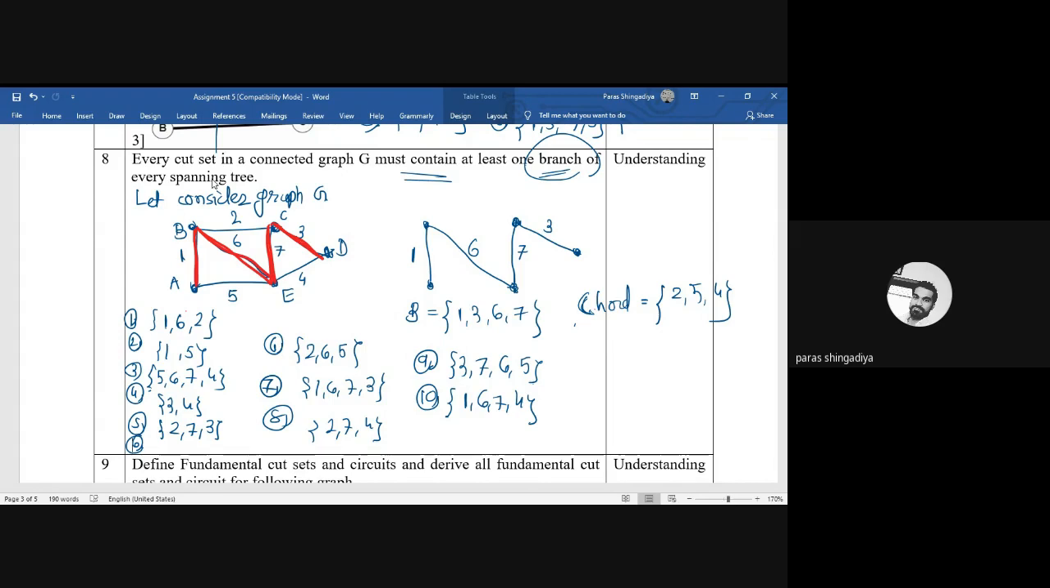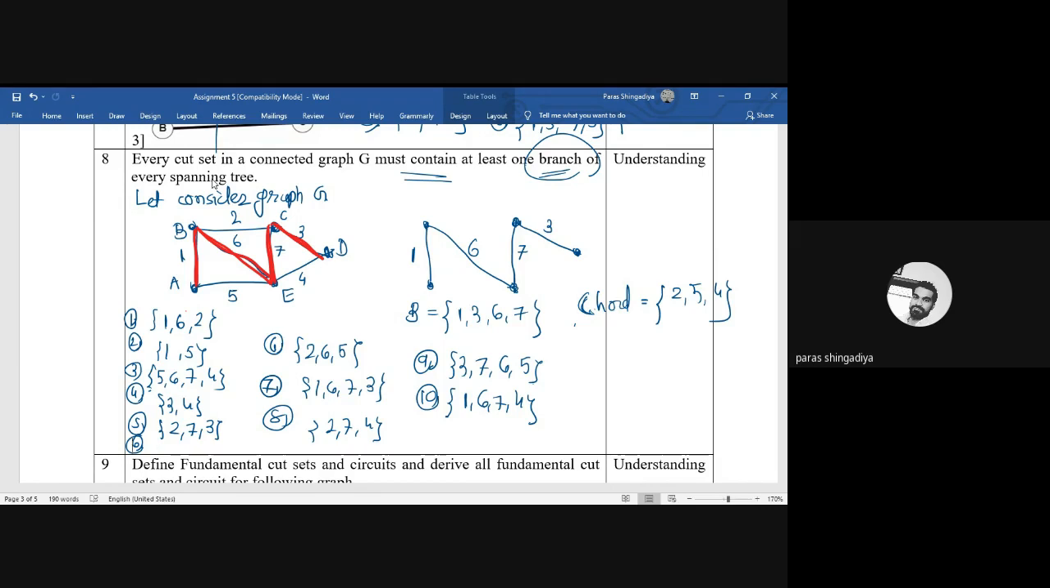Here you have to verify every cut set contains at least one branch of the spanning tree. So which are the branches of the spanning tree? 1, 3, 6, 7. These are the branches. Clear? Now check all such cut sets, that each should involve at least one branch among these four edges.